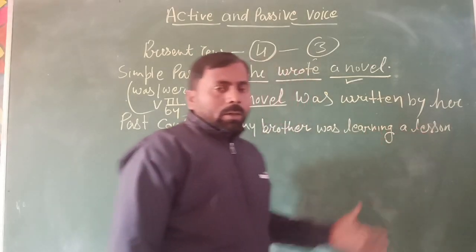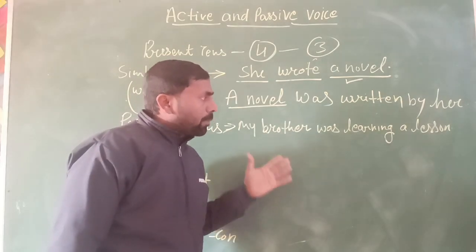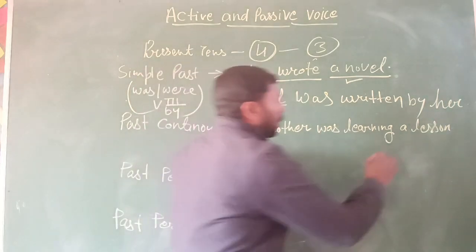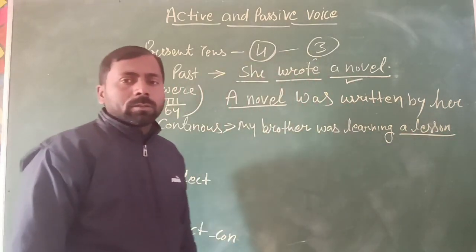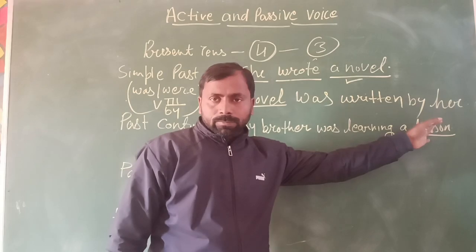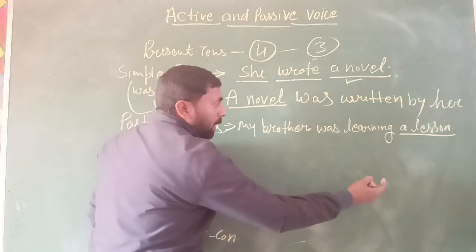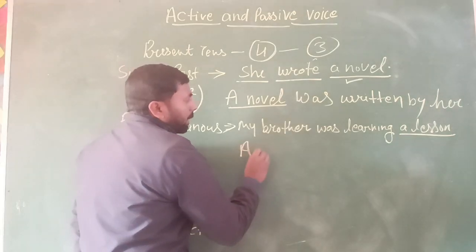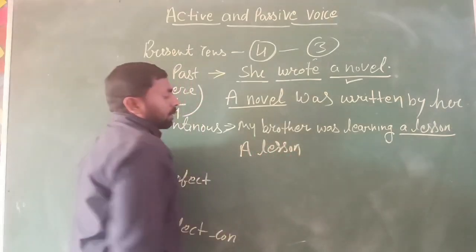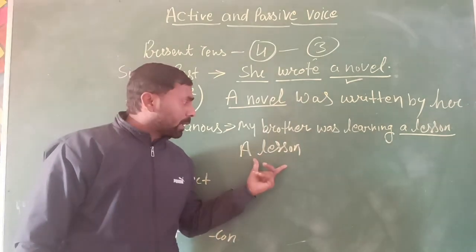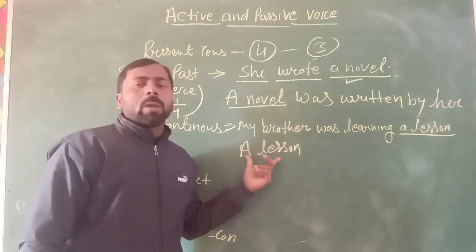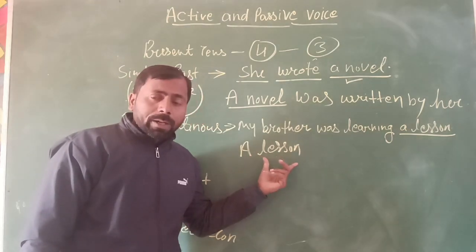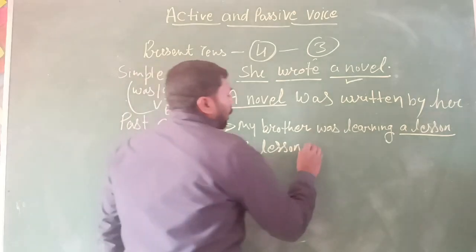It's clear? Now we have to transform this active voice into the passive voice. First we pick up the object of the sentence. So here the object is a lesson. We place it in the place of the subject, so it will be a lesson. Okay? And after that use the helping verb according to the subject. Here the subject is a lesson, and it is a singular form, so we can use here was.